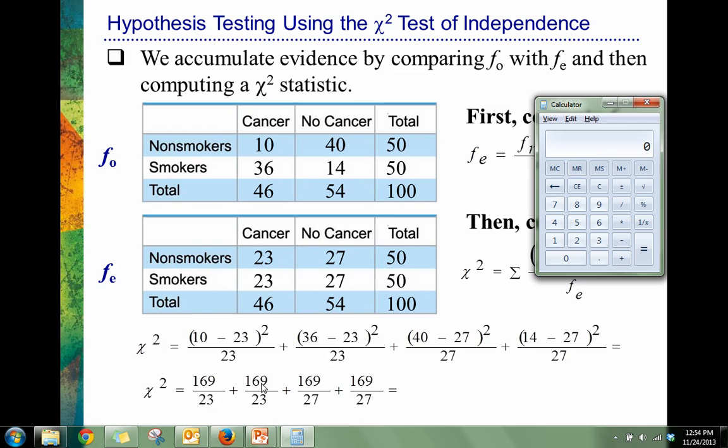To that, we're going to add 169 divided by 23. That's 7.347. We usually round to 2 decimal places, so we'll just call that 7.35 as well. It's the exact same thing we just worked on.